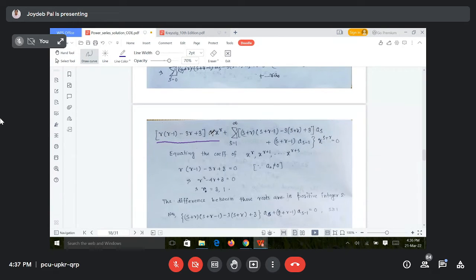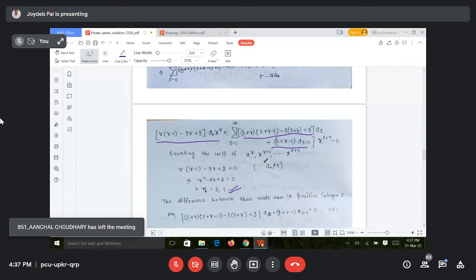Okay, so the lowest degree term is x to the power r. If the coefficient of x to the power r is equal to 0, it gives us the indicial equation. So r into r minus 1 minus 3r plus 3 is equal to 0. It is the indicial equation and the roots are 3 comma 1. And the coefficient of x to the power s plus r equal to 0 will give us the recurrence relation. Okay, now you see the nature of the roots here. The roots are differing by what? An integer. 3 minus 1, 2.